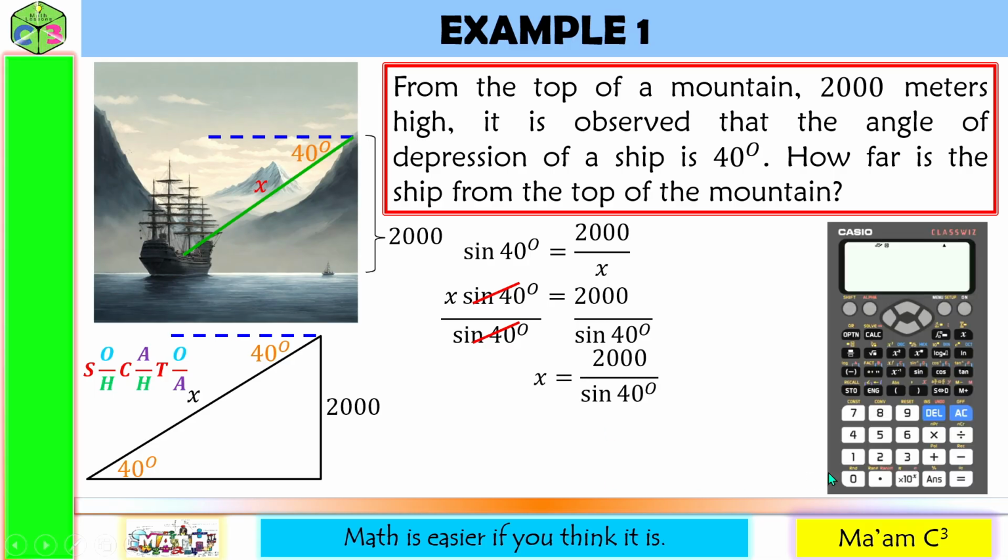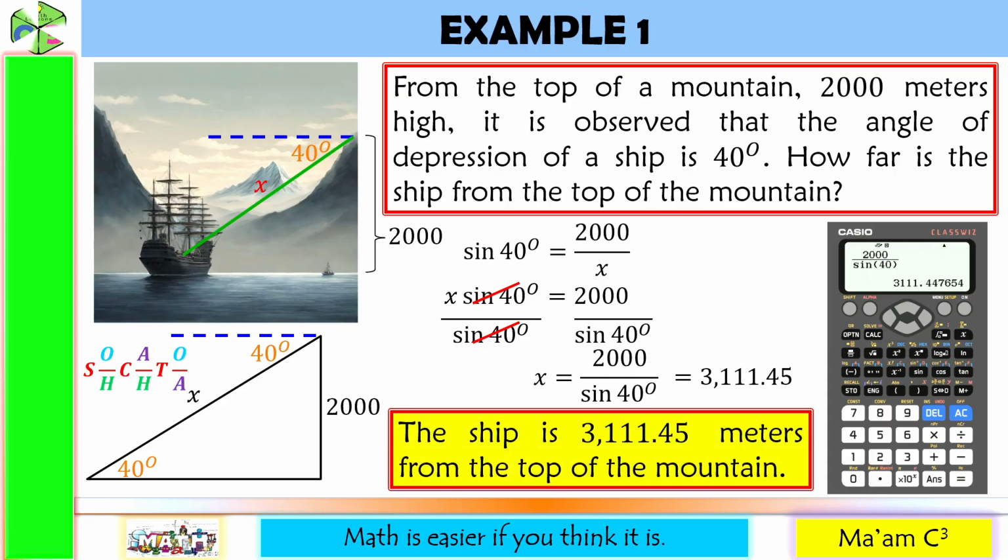Let us solve that. So we have 2,000 divided by sine 40 degrees. And this is equal to 3,111.45. Round off to the nearest hundredths. So meaning the ship is 3,111.45 meters from the top of the mountain.